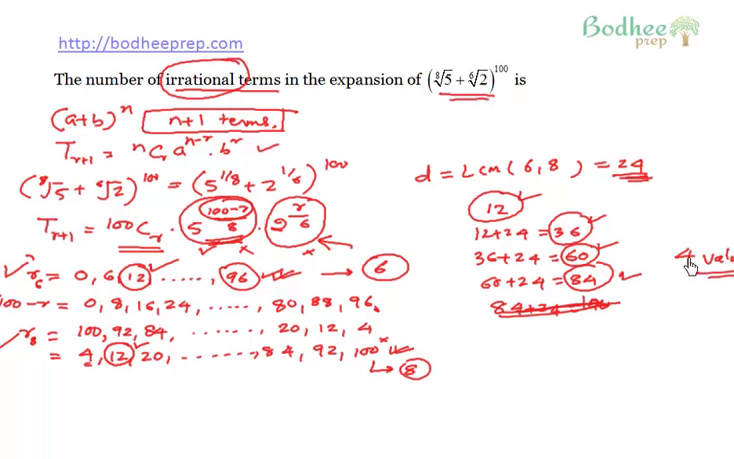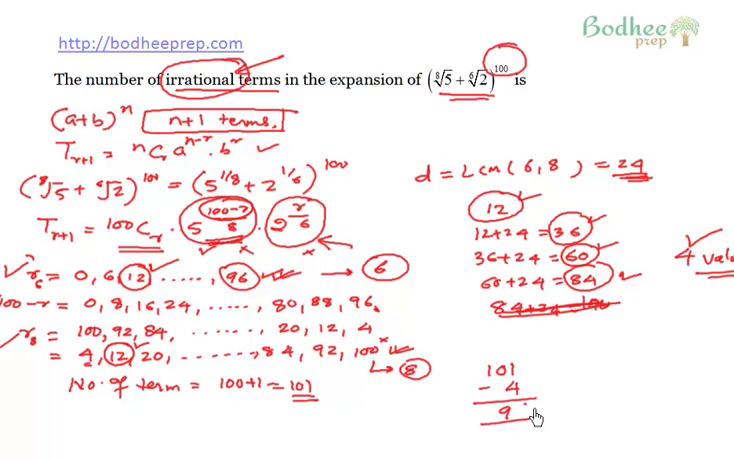Now what do we need to find? We need to find the number of irrational terms. And how many terms are there? The value of n is 100, so the total number of terms will be 100 plus 1, which is 101, out of which 4 terms are rational and the rest are irrational. So the answer will be 101 minus 4, so 97 terms will be irrational. This is the answer.